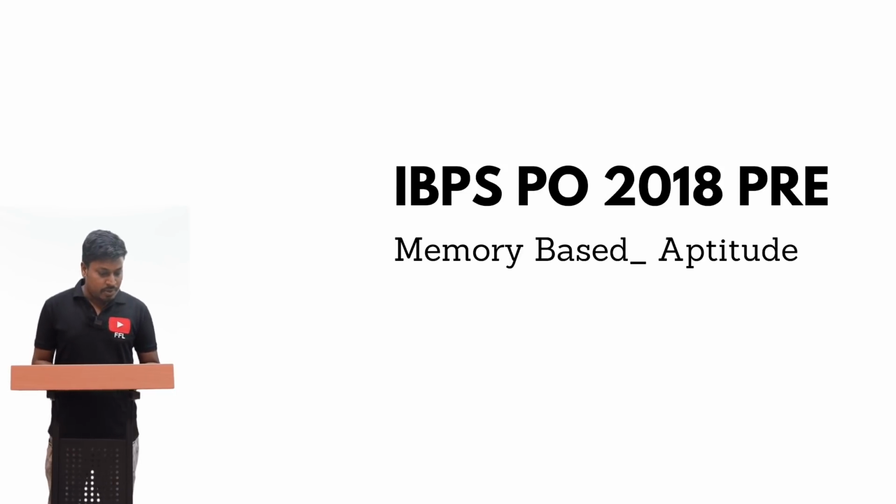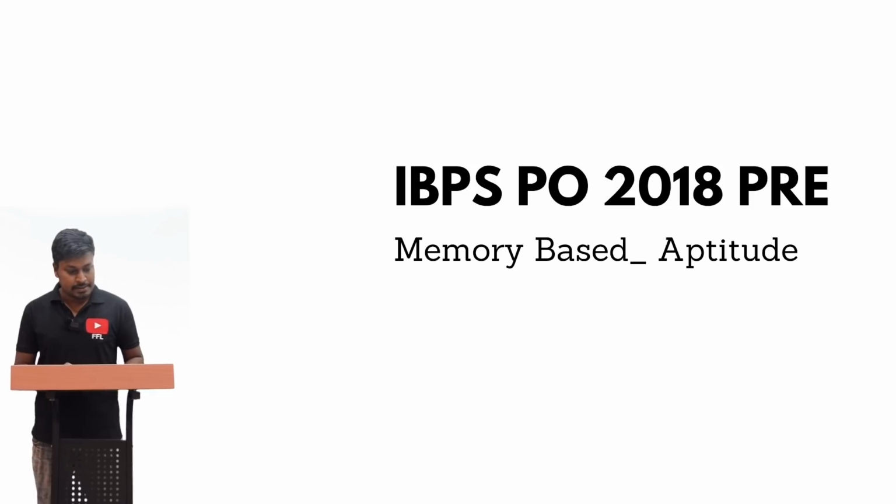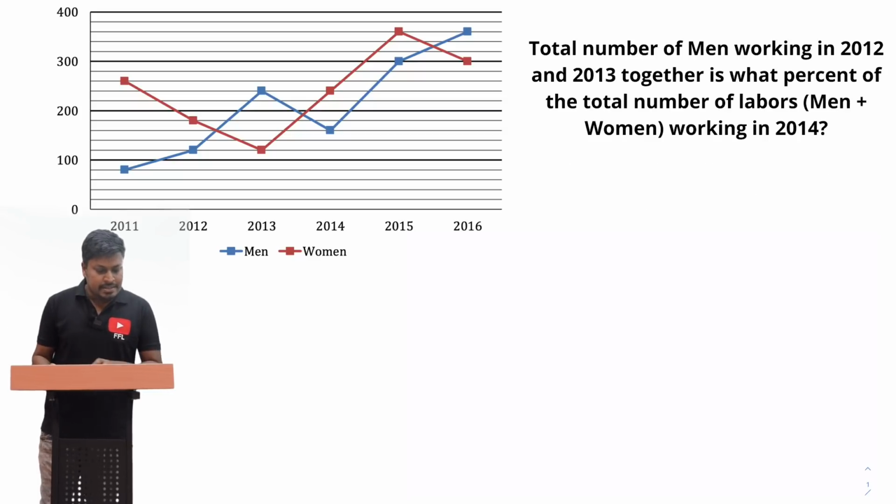So now let me move on to the first data interpretation, that is the line chart. The line chart shows the number of laborers, men and women, working in 6 different years. They have given a line chart where one line is for women and the second line is for men, and for the different years, the number of laborers that are working.